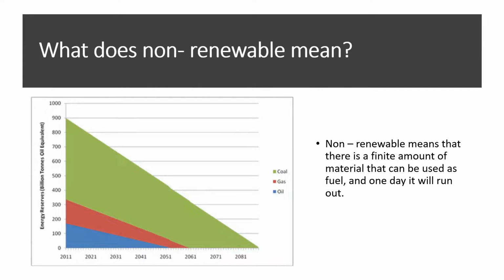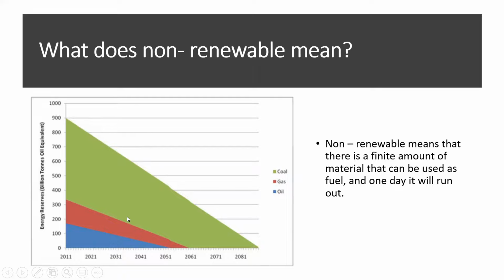Okay, so we talked about renewable and non-renewable. So what does that mean? So the definition here: non-renewable means that there is a finite, a limited amount of material that can be used as fuel, and one day it will run out. So coal, gas and oil have all got a limited amount. Okay, so one day they will run out.